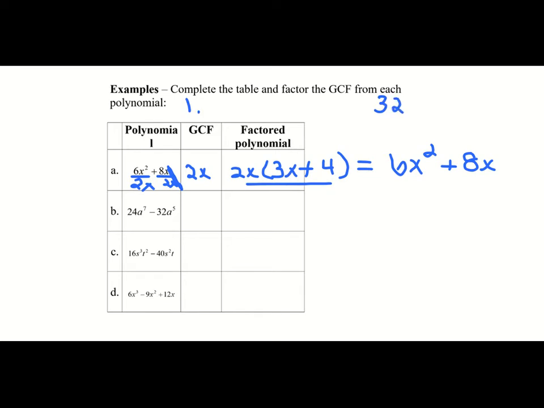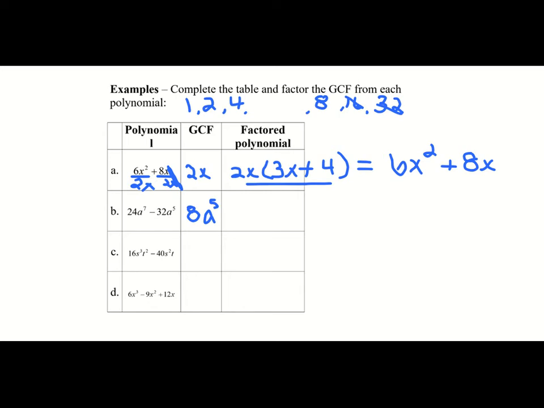So we have 1 and 32, 2 and 16. 3 does not go into 32, but 4 and 8 do. And that's it, I believe. So what's the highest number that also goes into 24? 32 wouldn't work, 16 wouldn't work, but 8 does. So my greatest common factor here will be 8. They both have an a, but we're going to choose the lower power, so a to the 5th.